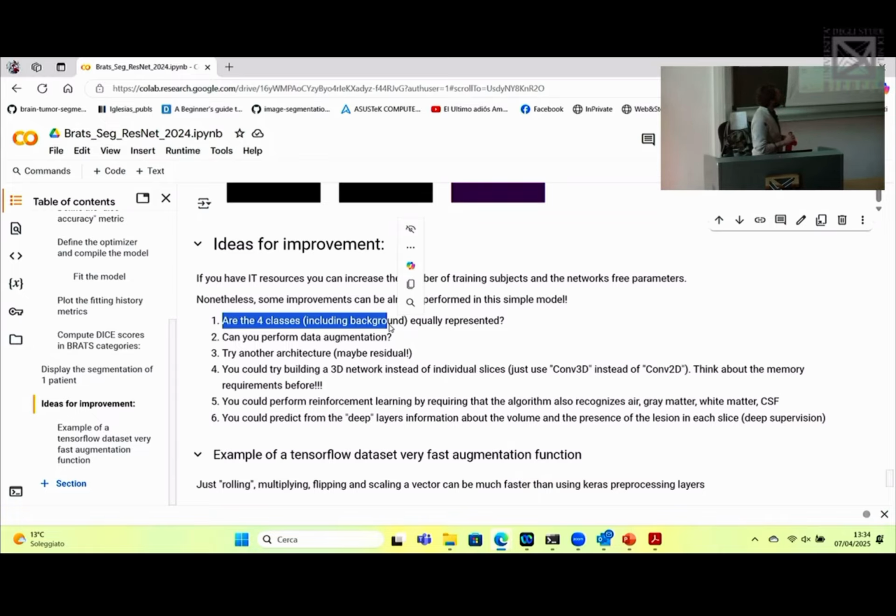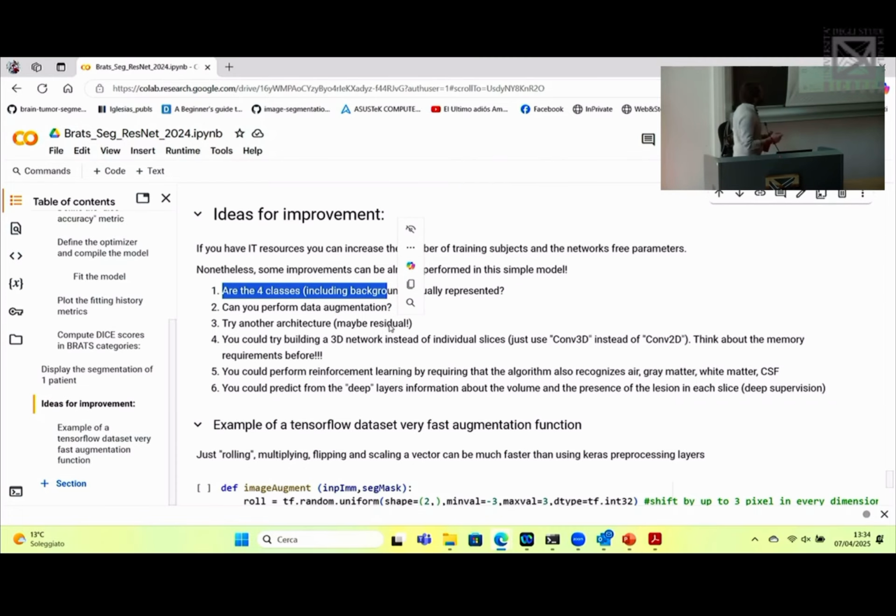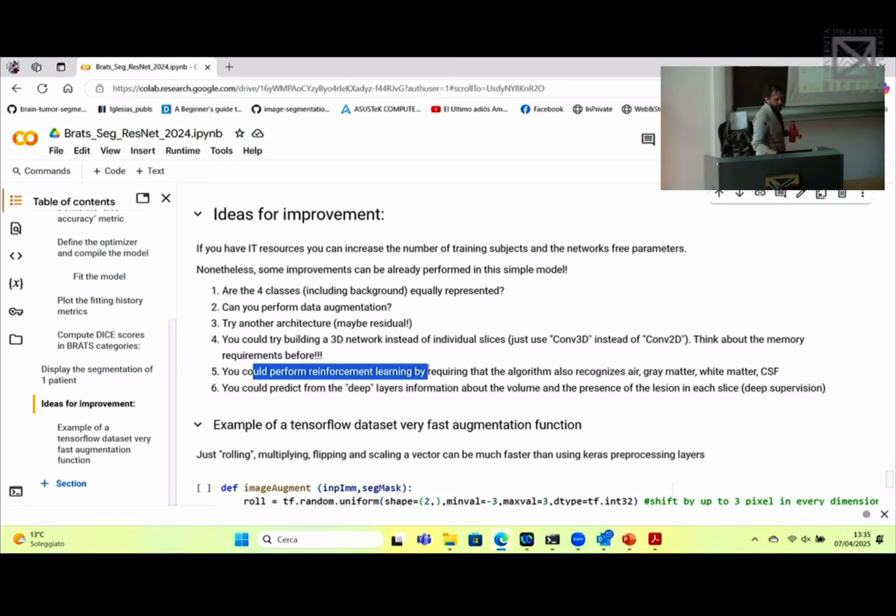Then, can you perform data augmentation? Then you can optimize the network architecture, of course. And 3D neural networks take much higher memory requirements, but sometimes you can work around that. This is what I was saying in the first part. You can perform reinforcement learning by requiring the algorithms to learn other non-clinical of interest part.